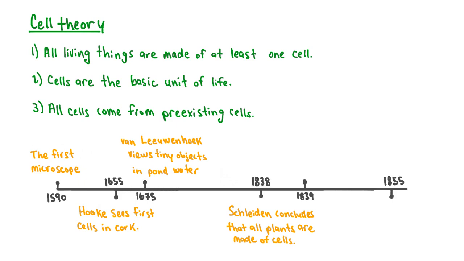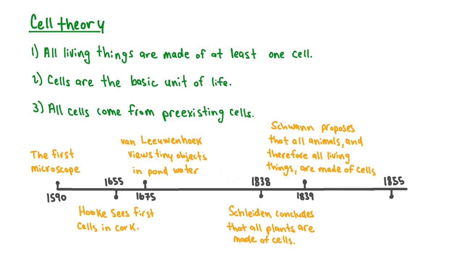In 1838, Matthias Schleiden concludes that all plants are made of cells. In 1839, Theodor Schwann proposes that all animals, and therefore all living things, are made of cells. And finally, in 1855, Rudolf Virchow concludes that all cells are formed from pre-existing cells. All of these contributions have been critical in forming cell theory as we know it today. Now let's take a moment to apply what we've learned with a practice question.